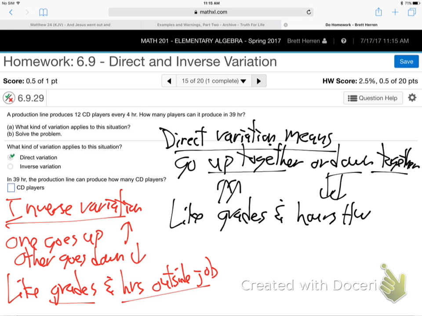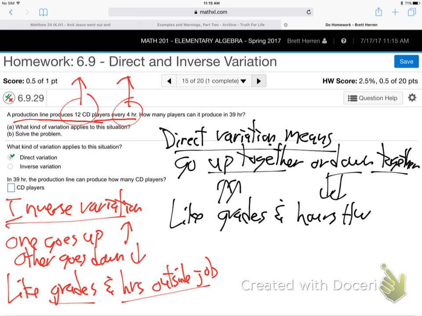Hours of homework and grades both go up together. When hours of homework go down, the grades go down. They go together. That's direct variation. So let's go up here. Production line, CD players and hours. The more hours that assembly line runs, if hours go up, they're going to crank out more CD players, huh?